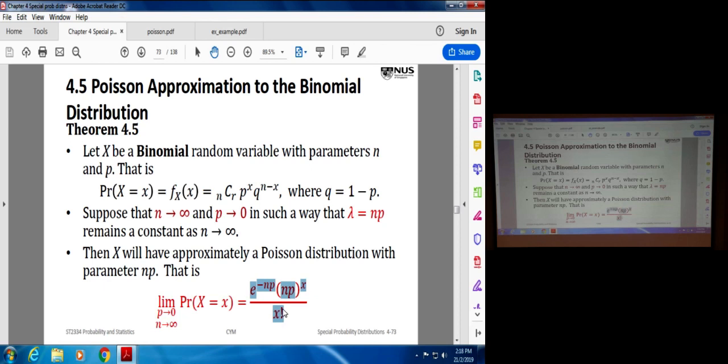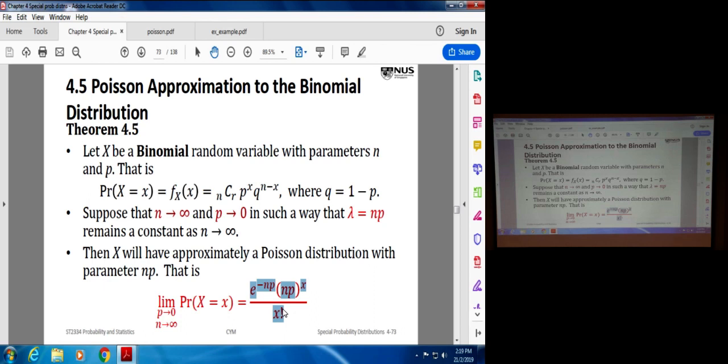Okay, so let me explain again. I'll say it one more time. It's important to understand what the result means, even if we don't know why it's true. What it means is, if I have a binomial distribution, I have a large number of trials, and I have a success probability which is quite small.